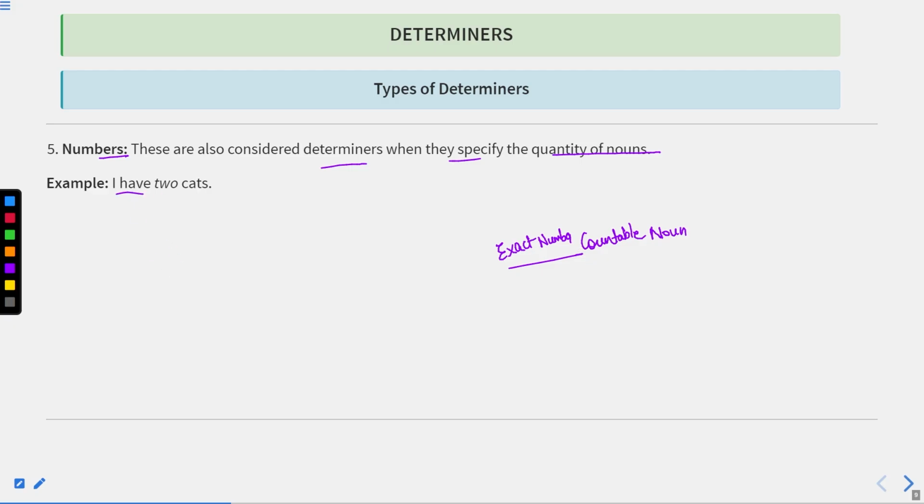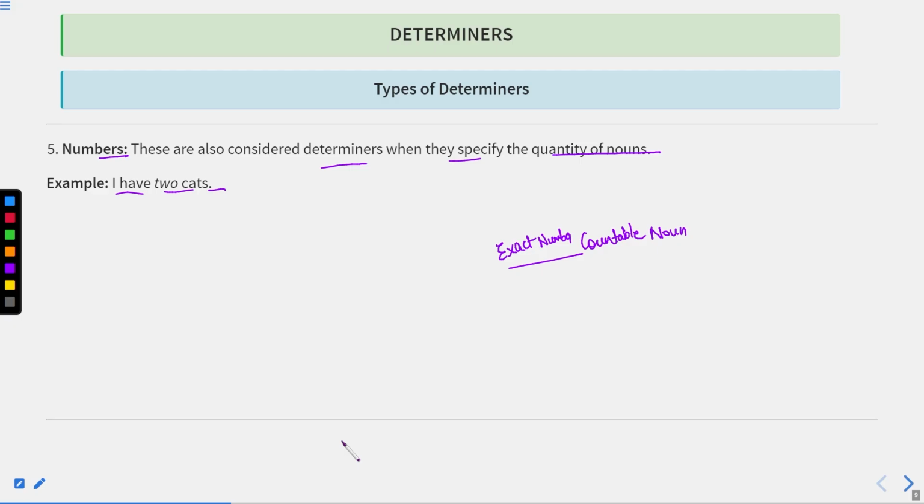Okay, for example, I have 2 cats. So how many cats do I have? I have 2 cats. So I can count them, 1 and 2. So this is the exact number I'm showing. That means that is a number determiner. So this is the basic difference between number determiner and quantifier.